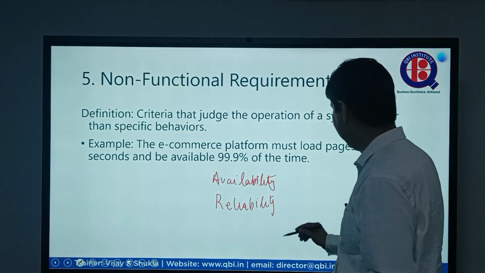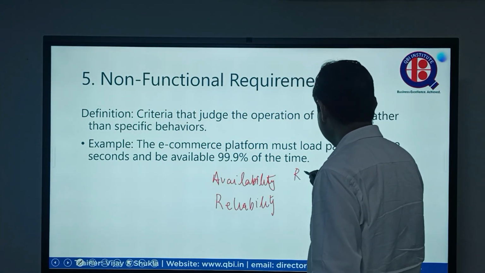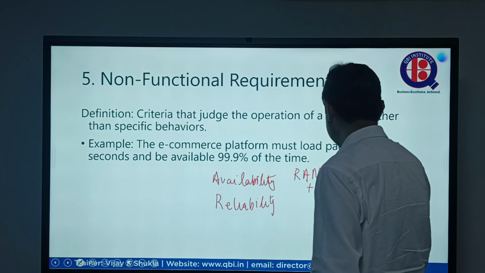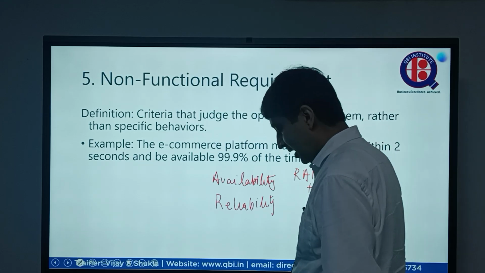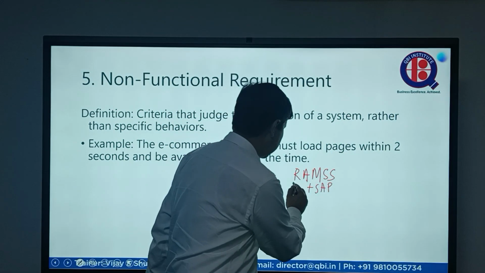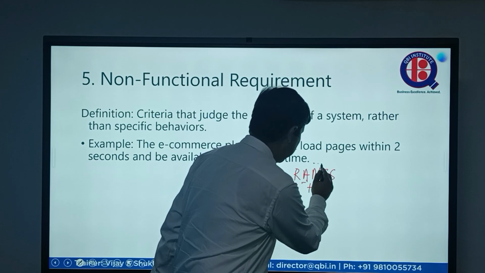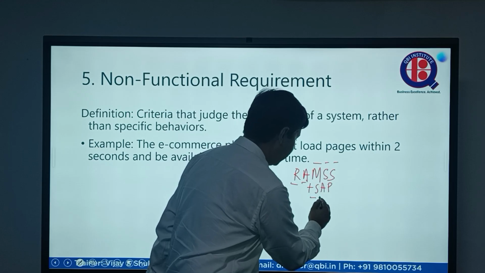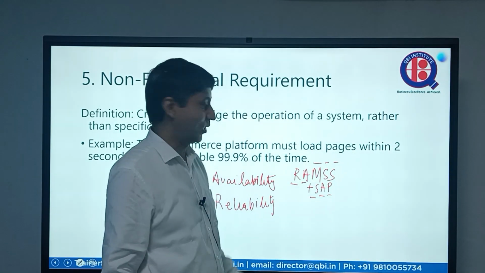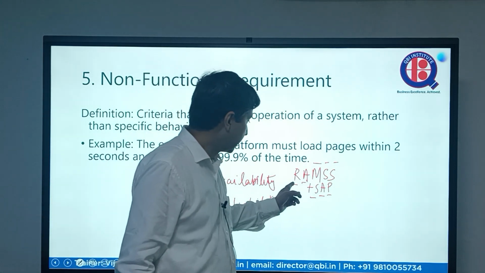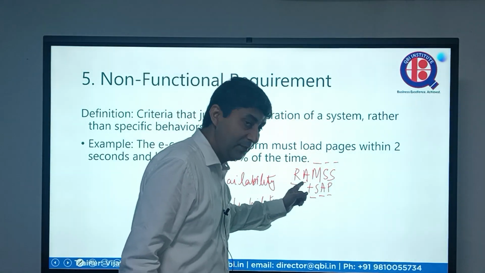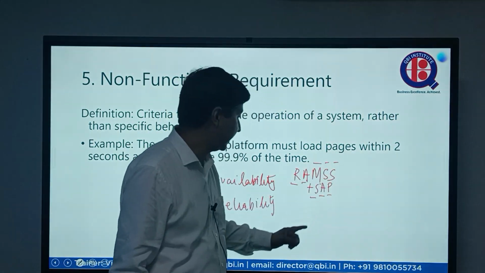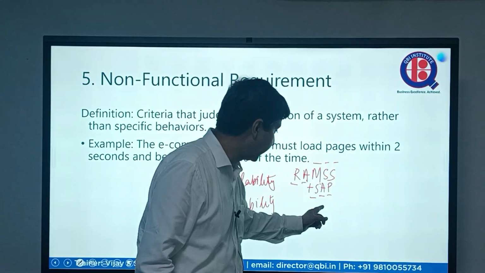So for now, just remember, non-functional requirements can be remembered with the acronym RAMSS, and you can also add SAP here. I will tell you this. R stands for reliability, A for availability, M for maintainability, S for safety, S for security, and then scalability, accessibility, and privacy. You can remember these words. I can repeat again. Reliability, availability, maintainability, safety, security, scalability, accessibility, and privacy.